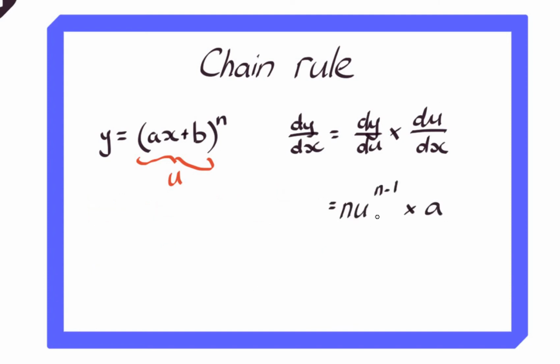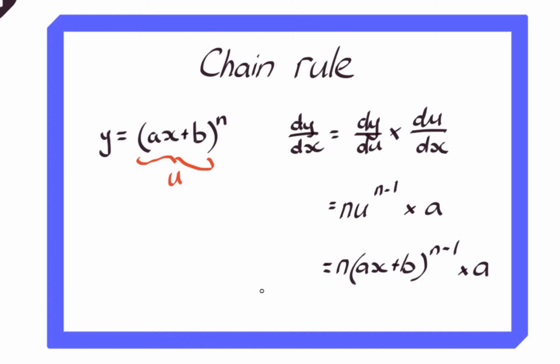But of course, we don't actually want this variable u in our final answer, because we are just dealing with y and x originally, and u was something we artificially introduced. So let's just undo the substitution, and we have n times u, but that was just ax plus b, to the power of n minus 1, and then that's all times by a.